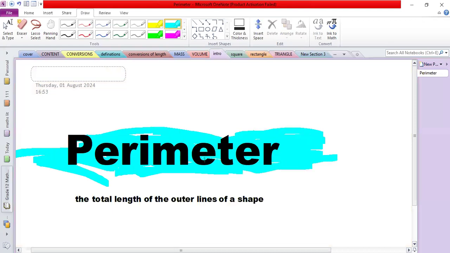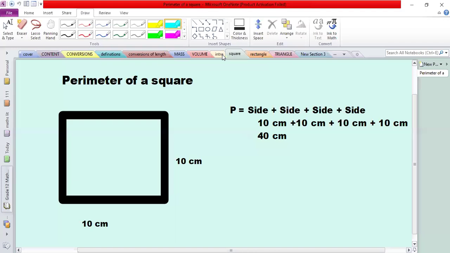Perimeter is the total length of the outer lines of a shape. I gave an example by your school. I said in your school, the perimeter is the fence. That fence is the perimeter because it's the length of the outer lines that has made that shape. So anything within that line is area. We'll discuss area. I just want to show you the perimeter of a square, how it works.